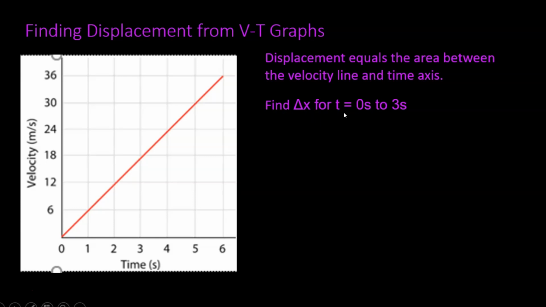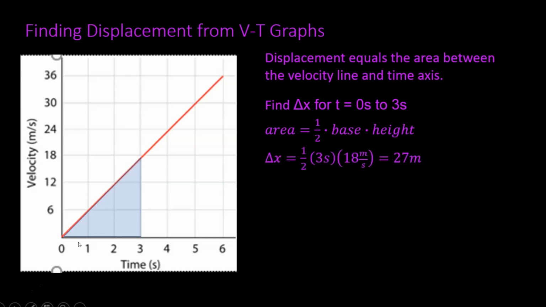Find the displacement for t equals 0 seconds to 3 seconds. Well, we go ahead and find the time interval and then outline the area between the time axis and the velocity line. Instead of getting a box or a rectangle, we get a triangle. Still, we need to find the area, and the area of the triangle is 1/2 times the base of the triangle times the height of the triangle. We go ahead and find the base is 3 seconds, and the height is 18 meters per second. We go ahead and do the math, and we have a displacement of 27 meters.